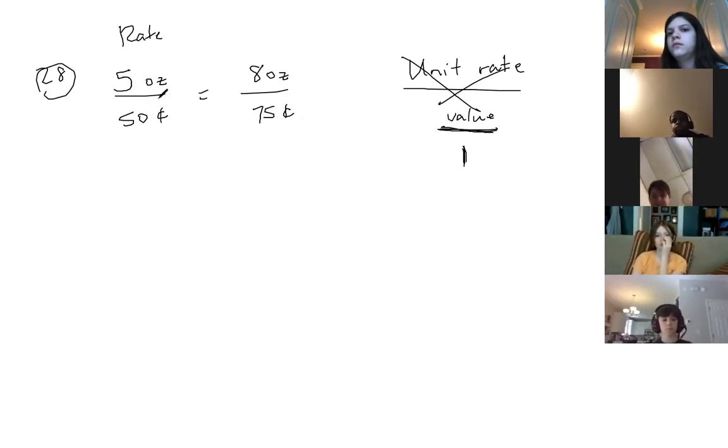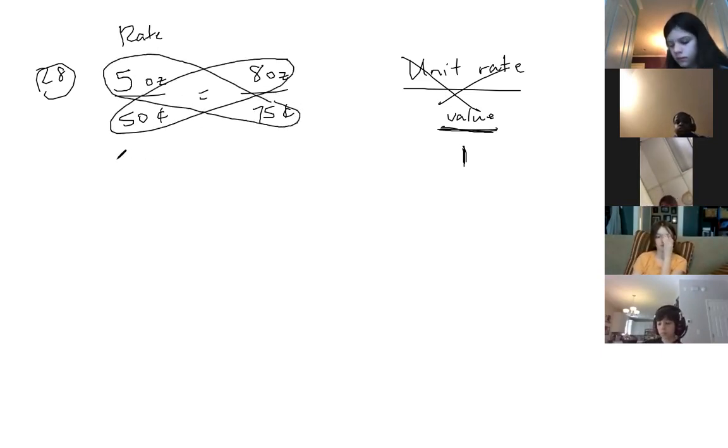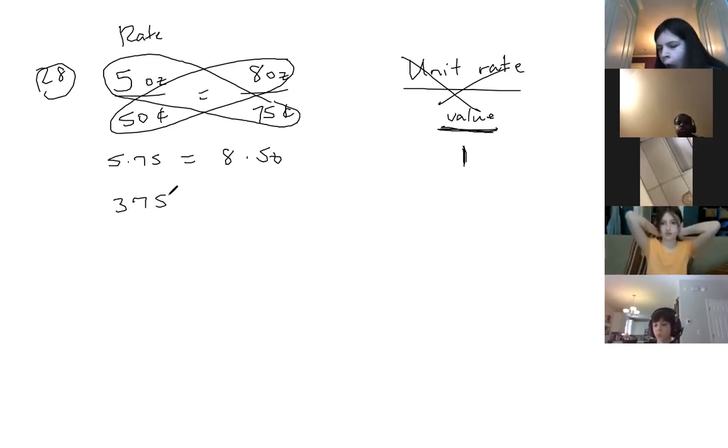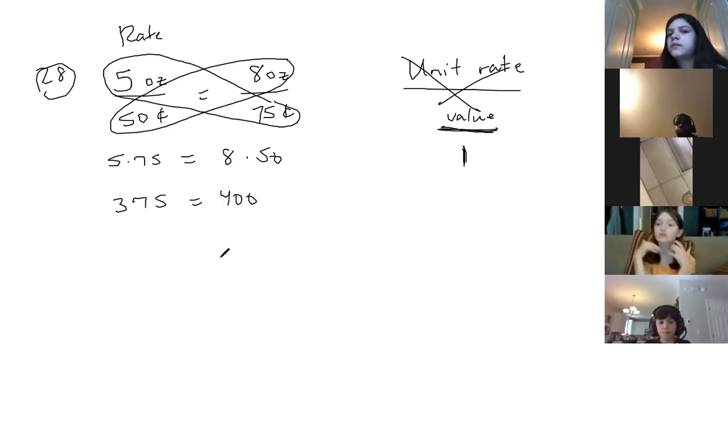But let's check to see, are these proportions? So I'm going to have to cross multiply. So 5 times 75, is that equal to 8 times 50? 75 times 5, that's going to be 375. 8 times 50 is 400. Is 375 equal to 400? Nope. So is number 28, when we wrote the proportion there, is this a proportion? No, it is not a proportion.